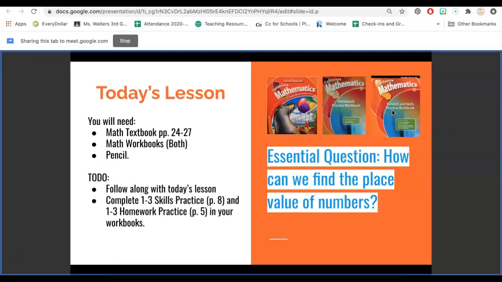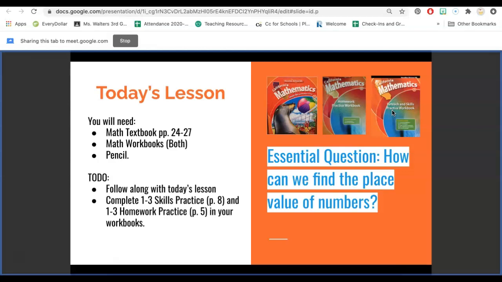And what you are to do today is to follow along with today's lesson. Follow along means you are paying attention and you do not have any materials that you don't need right now, no toys. You're not fidgeting with a piece of paper or spinning your pencil or wearing a hat in the classroom or anything like that.